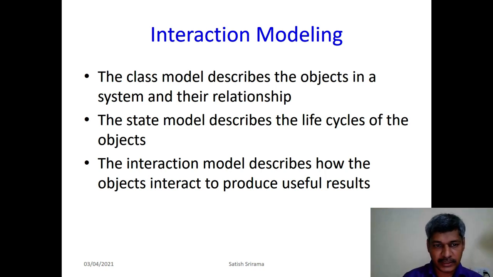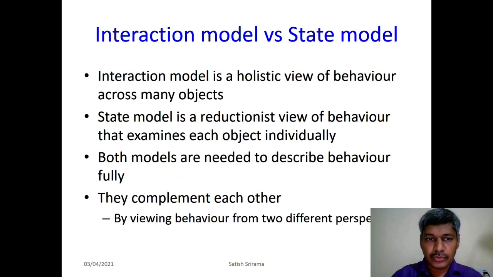But to put all three things together, the class model describes the objects in a system and their relationships. The state model describes the life cycle of the objects, and the interaction model describes how the objects interact. To have a little more depth about what an interaction model is and how it is different from a state model: in the state model we are seeing how objects are in different states, and how they are changing across these states.